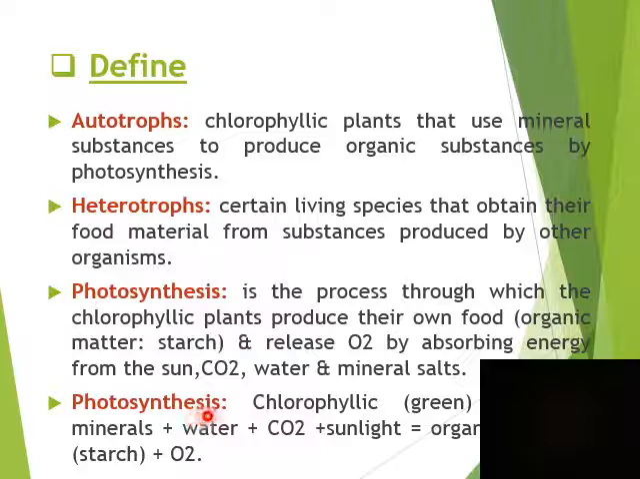So photosynthesis requires a chlorophyllic plant, which contains chlorophyll, minerals, water, carbon dioxide, and sunlight. When all these conditions are available, this green plant will be able to produce its organic matter, which is starch, and release O2.